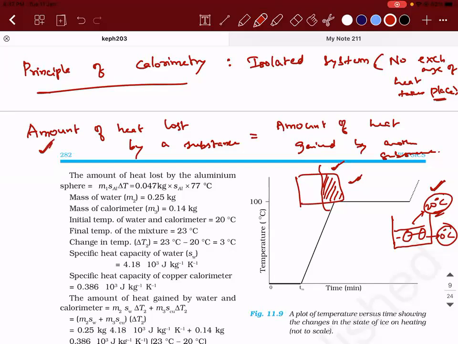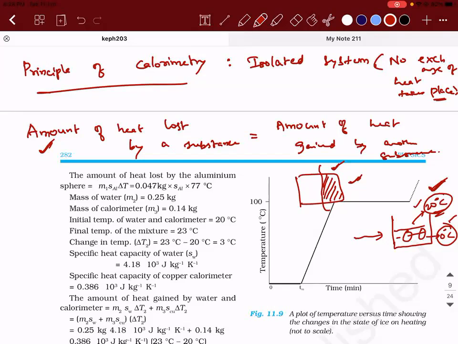So why I use the word isolated system is because in the system it was only water and ice that were in contact. So if the ice is melting, or if the temperature of the ice is increasing, everything should happen only from this 20 degrees Celsius that is available within the system. It should not come from the surrounding. If that comes, then that is not called the principle of calorimetry.